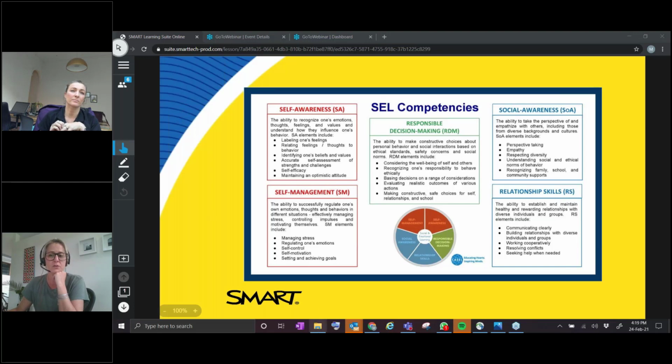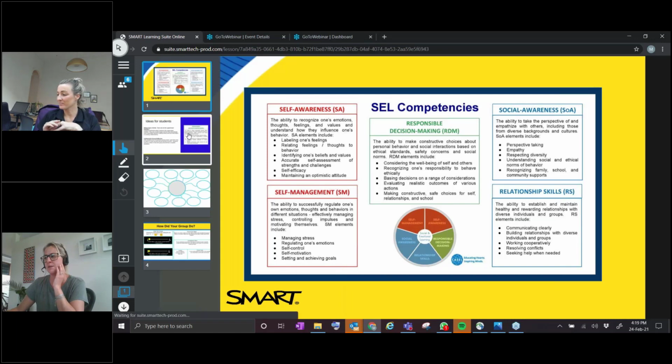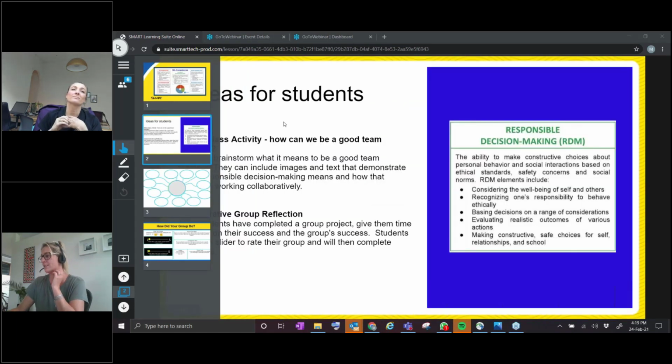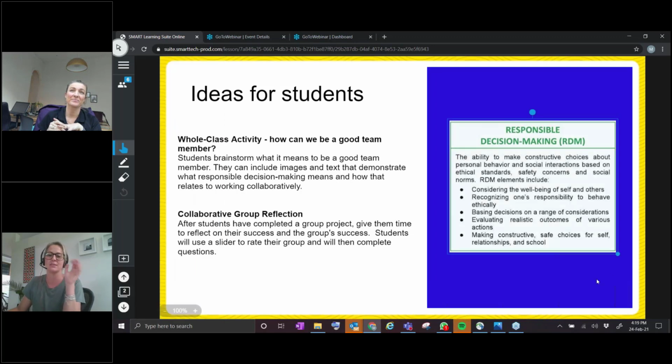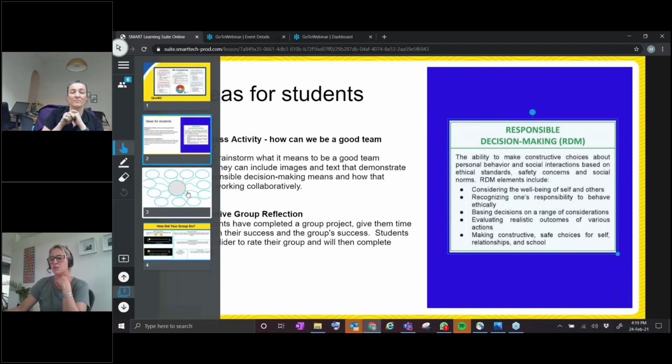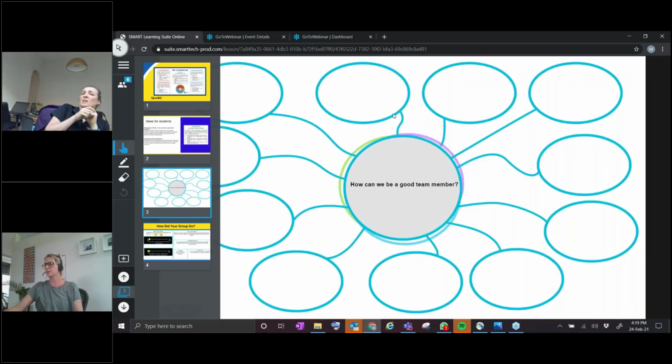It's just for me, and we'll go through some of the information that we're covering, which at the moment is responsible decision making. A very good segue from when you were talking before about working together, what that looks like, and managing those sorts of parameters, if you like. So we've got this whole class activity, how can we be a good team, and then there's a collaborative group reflection. Should we step through this one here, Beck? I think so.